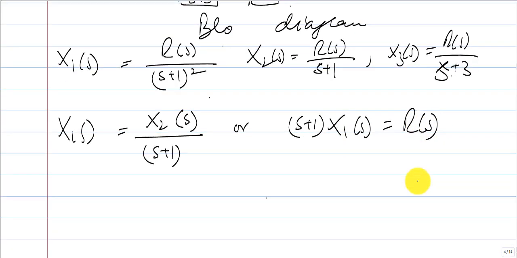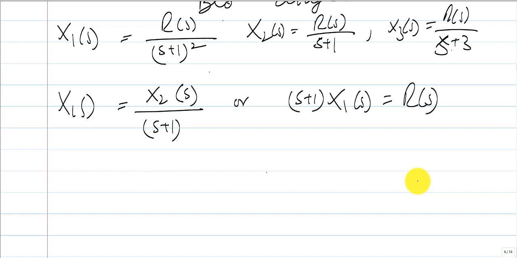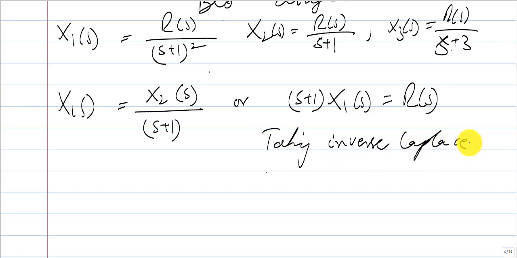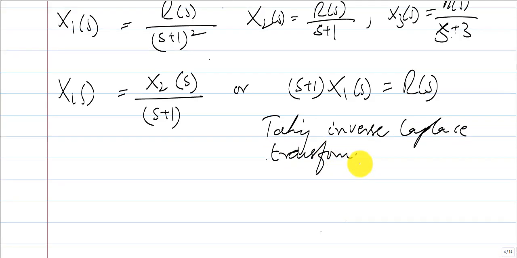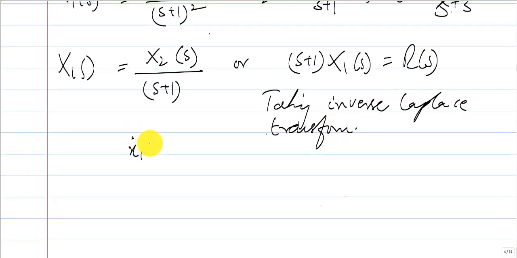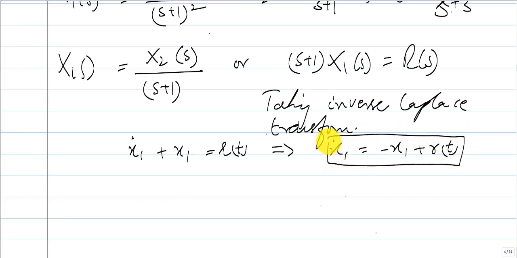So taking the inverse Laplace transform, what we will get is X1 dot plus X1 is equal to R of t, which implies that X1 dot is equal to minus X1 plus R of t. So we call this equation A.